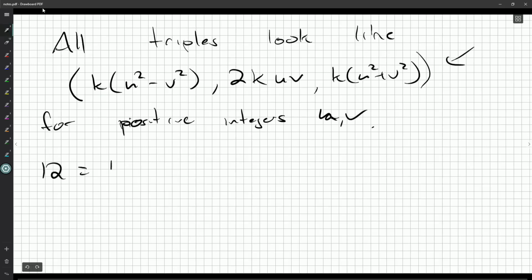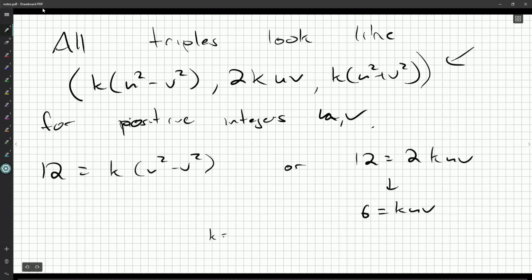So either 12 is equal to k times u squared minus v squared, or 12 is equal to 2k uv. So this one would mean that 6 is equal to k uv. And what could we have? k is also a positive integer. k could be 1, u could be, and u has to be greater than v. So we could have k is 1, u is 6, v is 1, that would be fine.